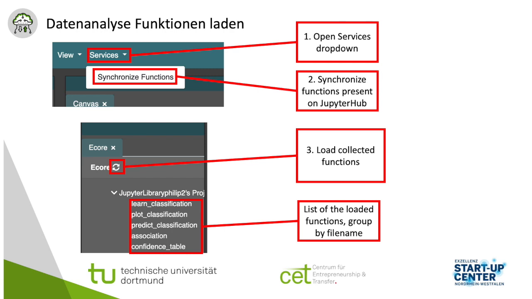Now that the connection is established, the functions of the JupyterHub can be loaded. To do this, click on Synchronize Functions again via Service. This process can take up to 20 seconds until the green message appears at the top of the screen. Afterwards, the loaded functions are displayed in the eCore area at the bottom left. These functions can be used to create data processing procedures.